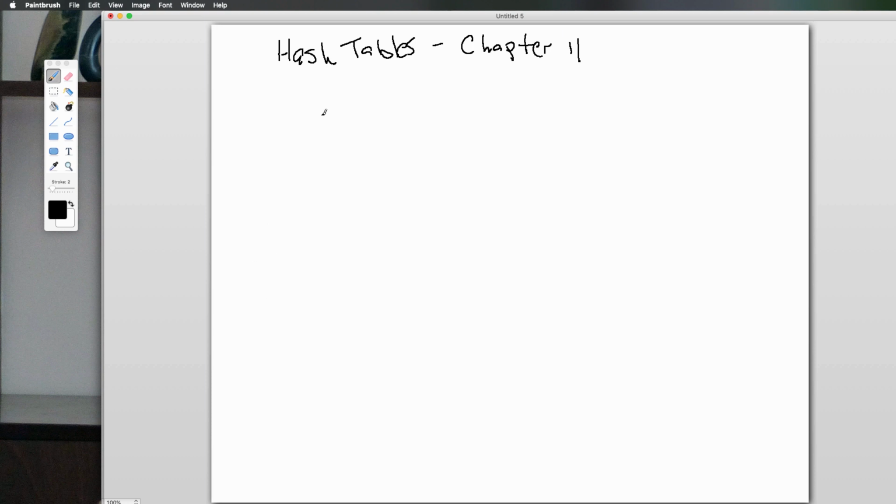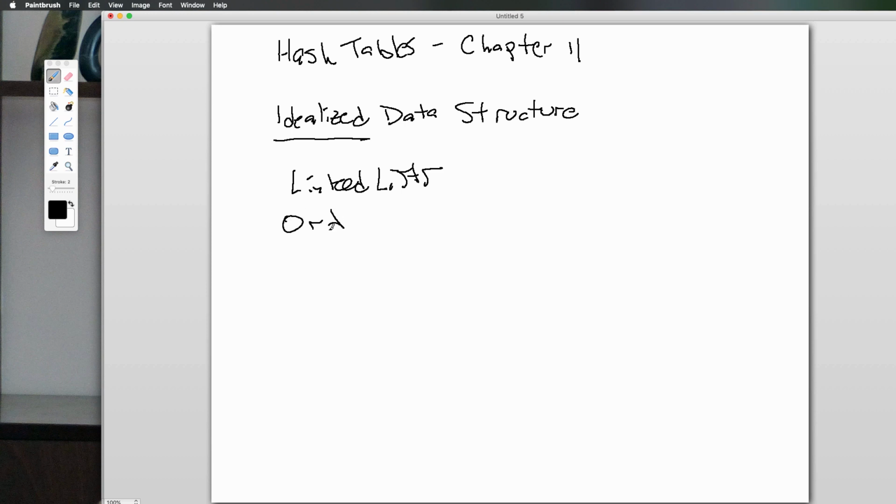First of all, before we talk about hash tables specifically, I want to talk about what I would call the idealized data structure. So I want you to think about all of the data structures that we've looked at so far. We've looked at linked lists. We've looked at ordered arrays. We've looked at binary search trees, etc., etc. And there are a bunch of things that are common to all of these things.